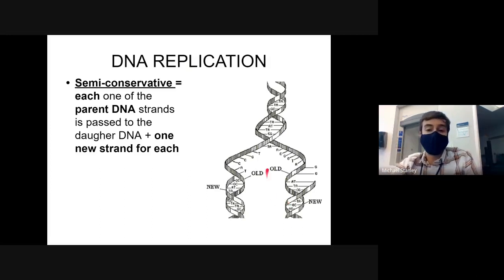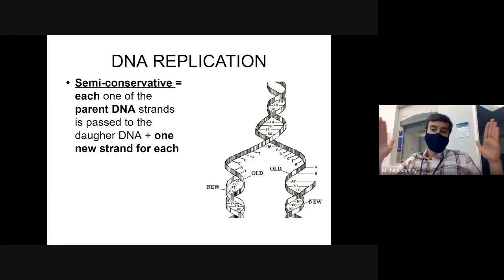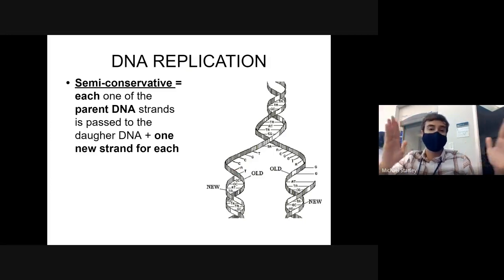Because remember, if we know what one side of the DNA is supposed to be, we can use those base pairing rules to figure out exactly what the other side should be. So when this DNA opens up, we just put a new strand on top of the old strand. We completely break the old strand apart, and each one is the base that a new strand gets built on. So that's what we mean when we say semi-conservative.